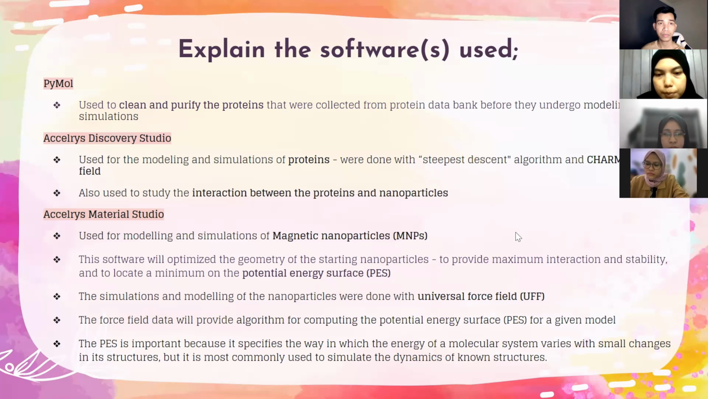This software will optimize the geometry of the starting nanoparticles in order to provide maximum interactions and stability and to locate a minimum on the potential energy surface. In this software, the simulations and modeling of the nanoparticle were done with the universal force field, in which the force field will provide an algorithm for computing the potential energy surface for a given model. The potential energy surface is important because it specifies the way in which the energy of a molecular system varies with small changes in its structure, but it's most commonly used to simulate the dynamics of nanostructures.